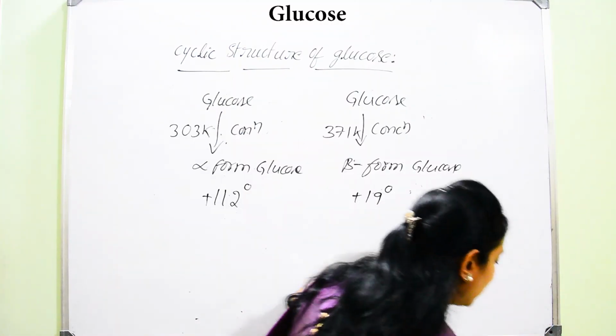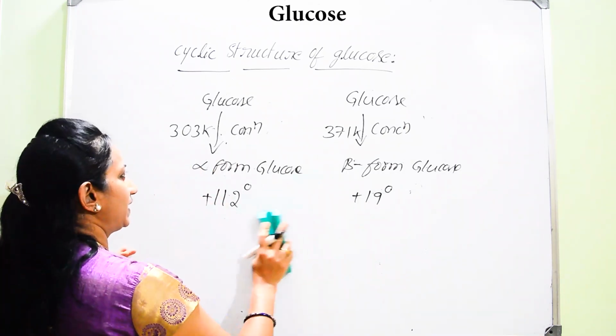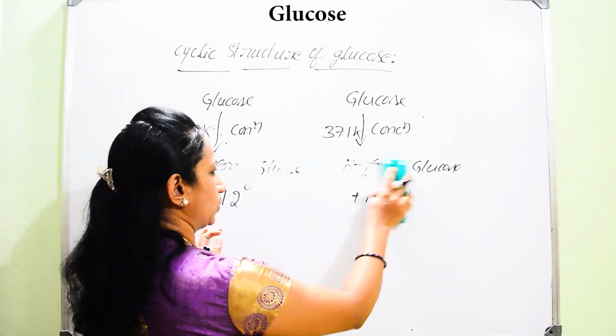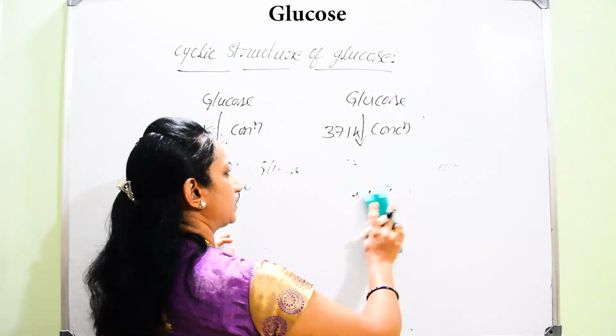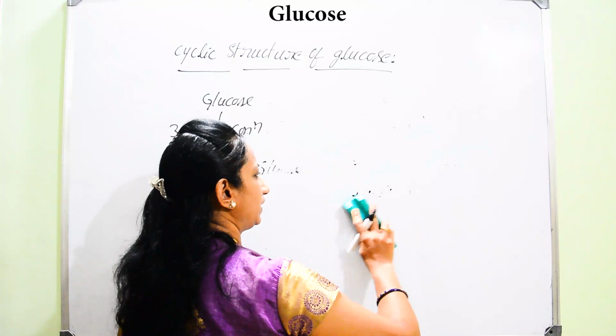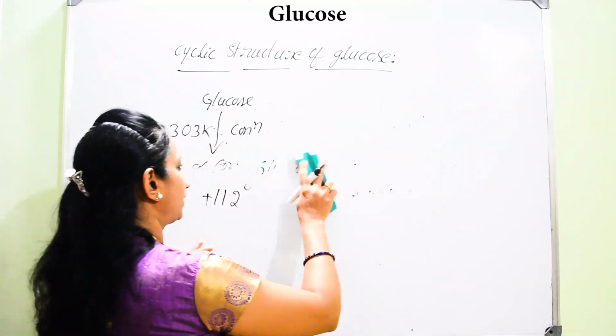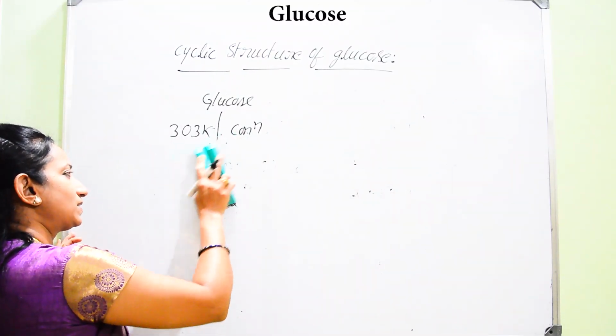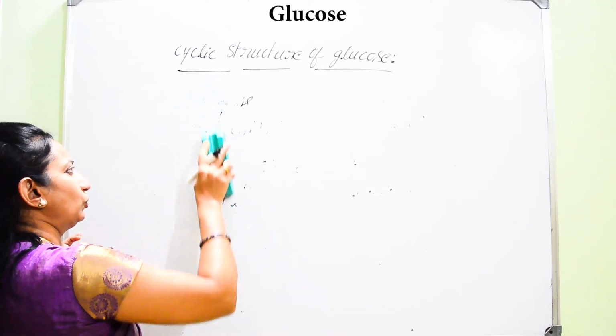Now, starting with the same open chain structure of glucose, in nature there is an existence of the open chain structure of glucose which is in equilibrium with the cyclic ring structures, which are considered as the alpha form of glucose and the beta form of glucose.